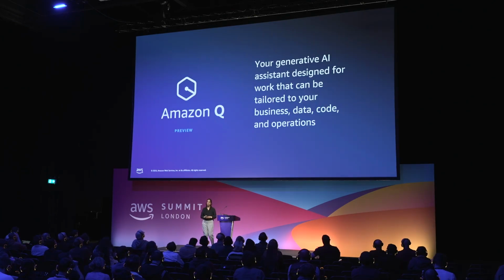Today, I'm very excited to dive deeper into Amazon Q with you. Amazon Q is a generative AI-powered assistant which is designed for your work, and it can be tailored to work on top of your business, data, code, and operations. As of today, Amazon Q is in preview and will be generally available soon.